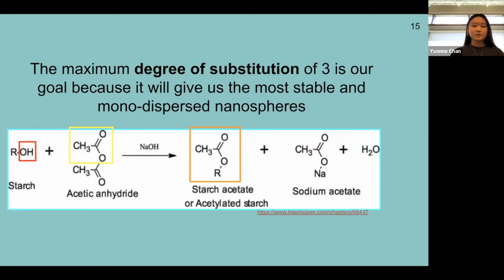And it's our goal to reach a degree of substitution of 3, since starch acetates of lower degrees of substitution are used more for food additives and stabilizers, while higher degrees of substitution increase the starch's hydrophobicity and thermoplasticity, which is the capability of it to soften or fuse when heated and then harden when cooled. Starch acetates of higher degrees of substitution are used in biodegradable packaging or as adhesives and are just more suitable to make nanospheres out of.